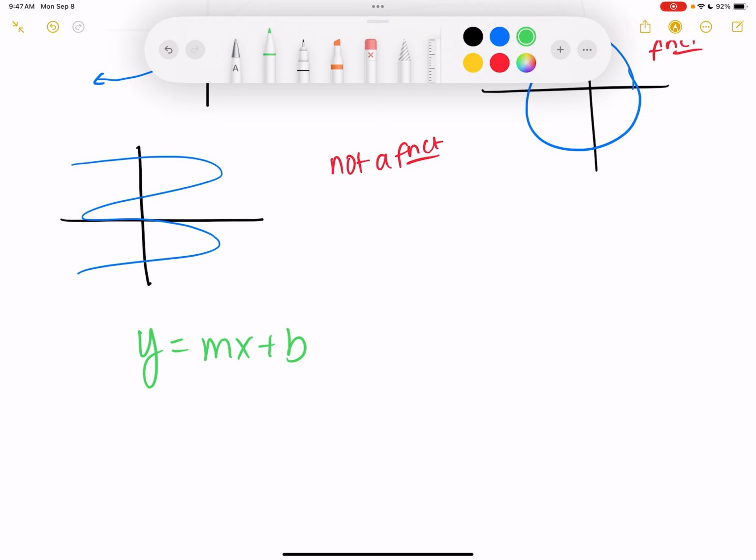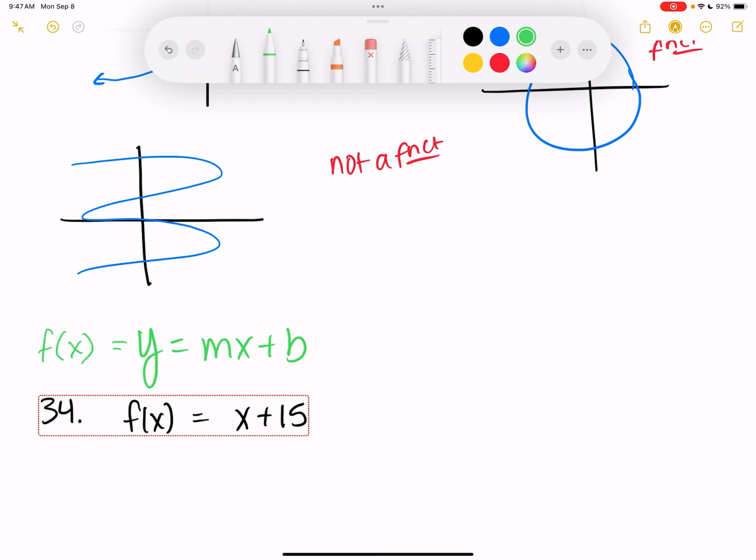So the first one, number 34. f of x equals x plus 15. I'm going to go back up here and say f of x, because f of x can be used interchangeably with y. If we're doing it in function notation, that's just telling us that we're going to be plugging something in. And then they tell us that we're going to be plugging in, it'll be f of 8. Okay, so is this linear?